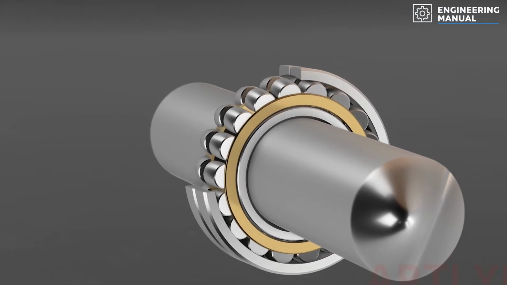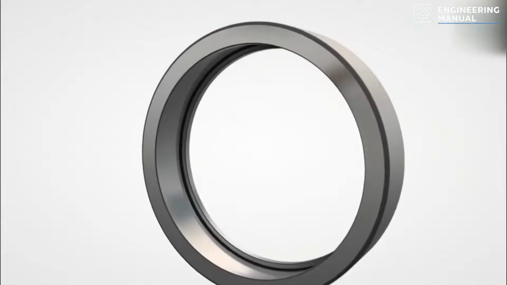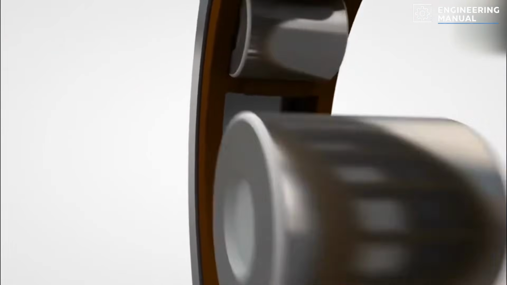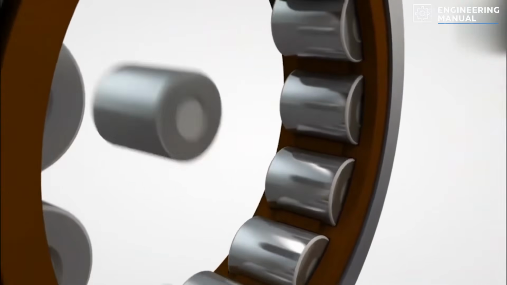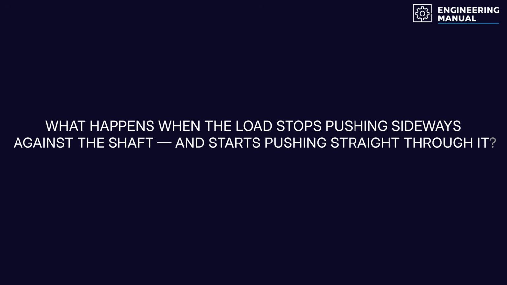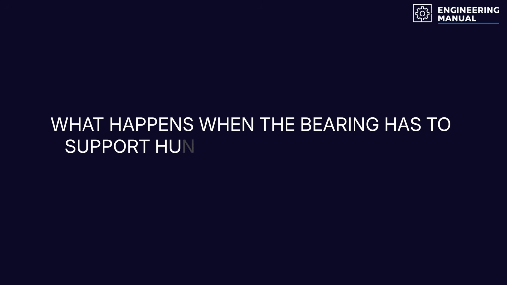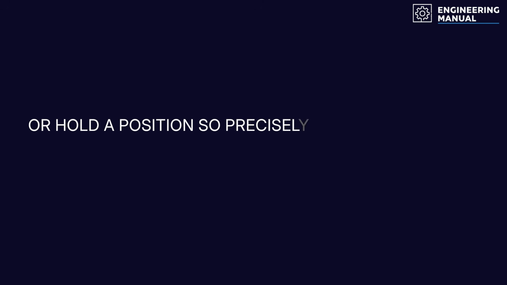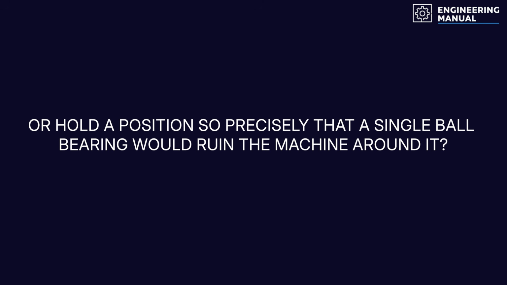That assumption is about to break down, because there's an entire category of problems where rolling elements, no matter how you shape them, start to struggle. What happens when the load stops pushing sideways against the shaft and starts pushing straight through it? What happens when the bearing has to support hundreds of tons at a time, or spin with no lubricant at all, or hold a position so precisely that a single ball bearing would ruin the machine around it?